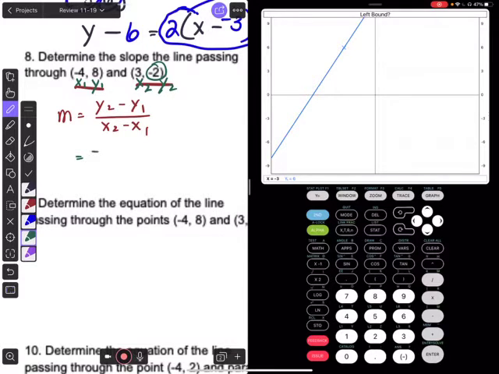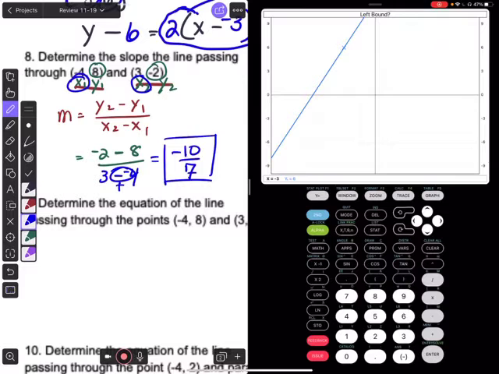Y2, negative 2, minus y1, 8, over x2, 3, minus x1, which is negative 4. So we had negative 2 minus 8. There's a double negative, giving us 3 plus 4, 7. Negative 10 sevenths is the slope.